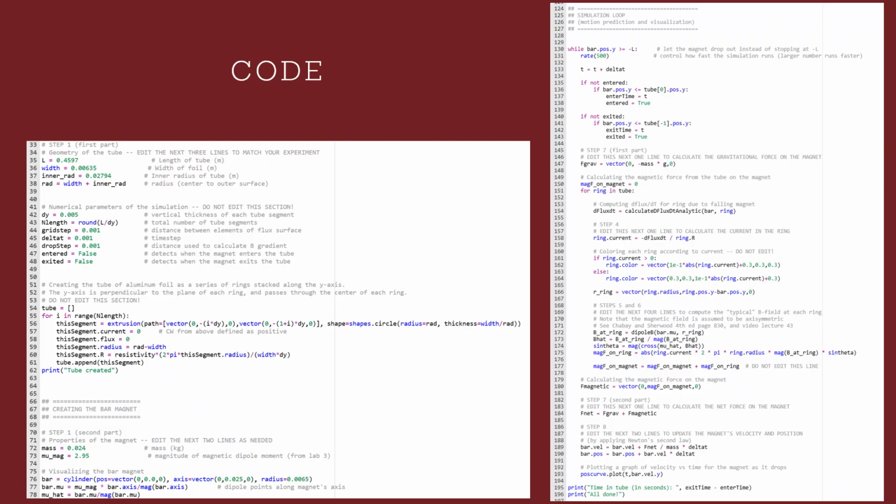On the left are some of the initial conditions, as well as the actual creation of the aluminum tube and things like that. And then on the right is how we actually ran the experiment, what was actually calculated: the force from the magnet, the force from the induced currents going in the positive y direction, and gravity going in the negative direction. And then on the next slide, you can see what the results of our code were.